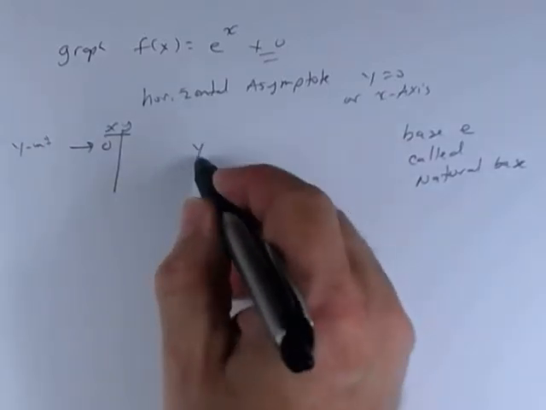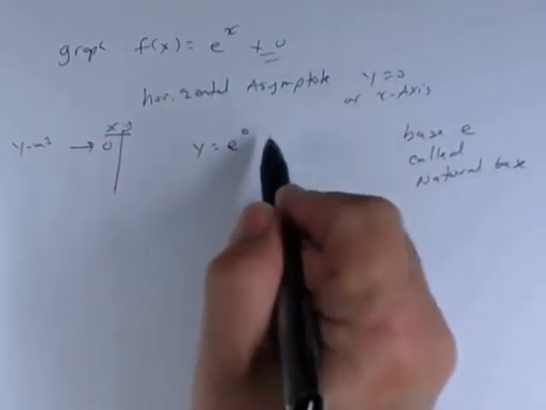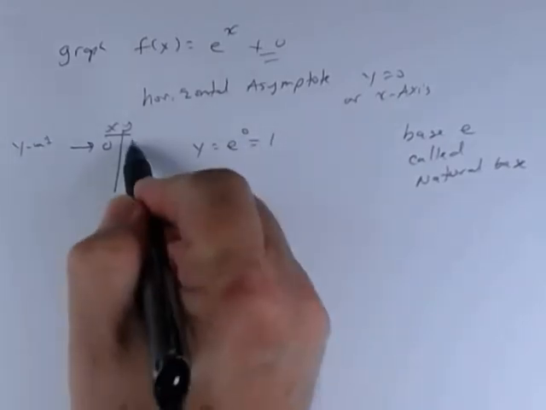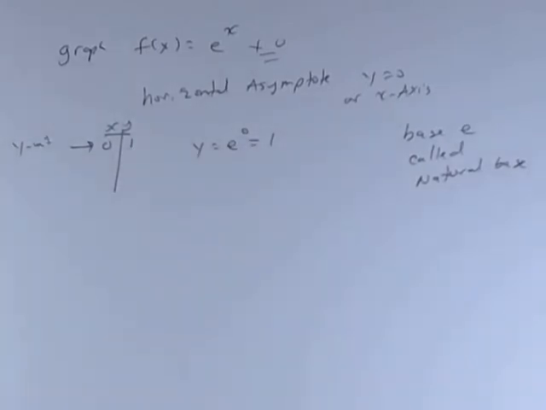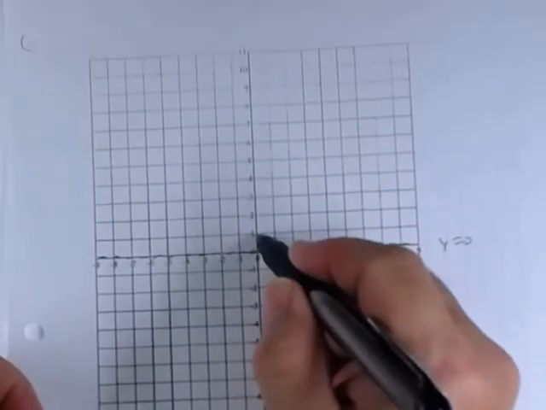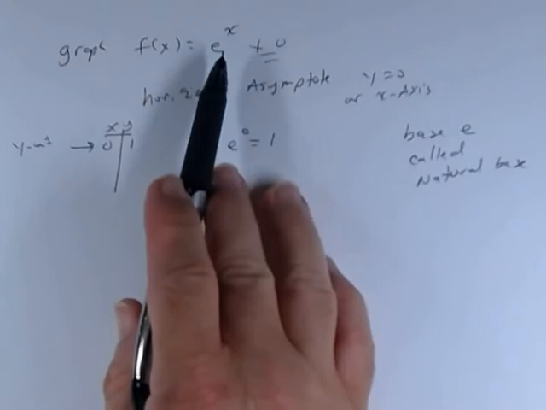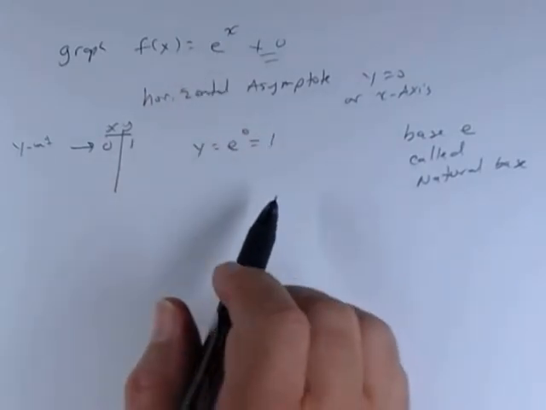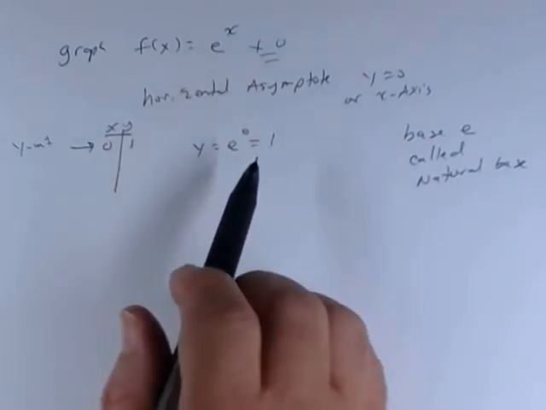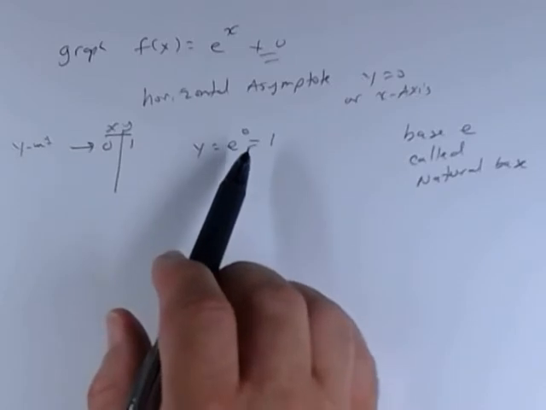So you're going to say y equals e to the 0 power. What's e to the 0? 1. So I'll plot the point 0, 1. Now I'm going to ask you this next question. Is this an increasing or a decreasing function? Who thinks it's decreasing? Or who doesn't know?